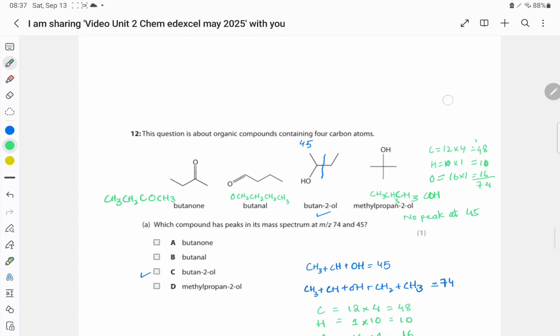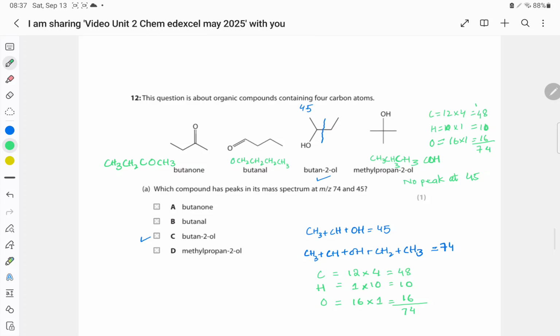Okay, moving on to question number 12, the question is about an organic compound containing 4 carbon atoms. Which compound has a peak in its mass spectrum at mass per charge 74 and 45? First, you have to find out the Mr for all these 4 compounds. So basically, what we have got is butanone. All of them are not going to have the Mr of 74. Basically only this third one is going to have the Mr 74.